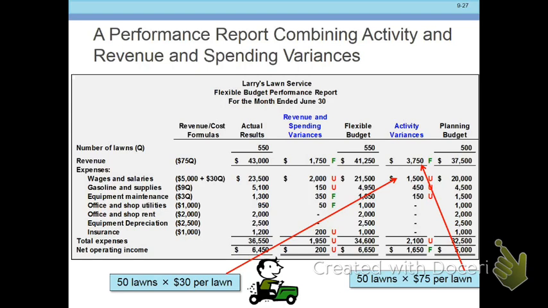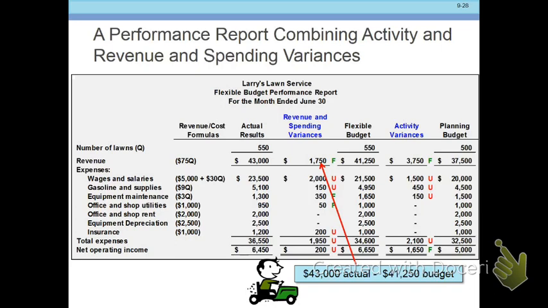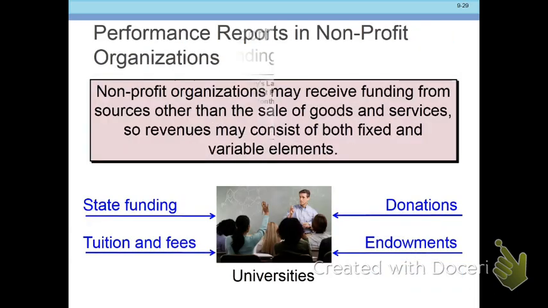So now we can go ahead and see the difference in lawns, and we can start to take a look at why there were some variances there. Notice we were able to charge our customers a lot more. It might be that it was just a one-time deal or a large lawn or something like that that made the difference. And we've already talked about that 1750 favorable variance, because we actually did more than we would have expected. We actually generated more revenue than we would have expected.